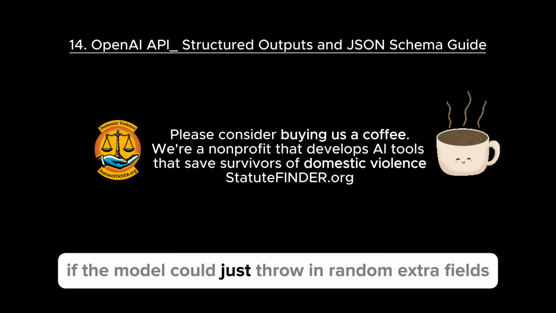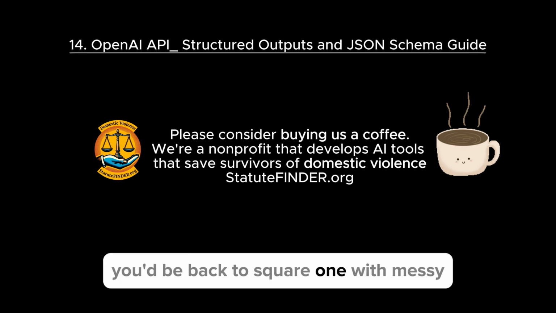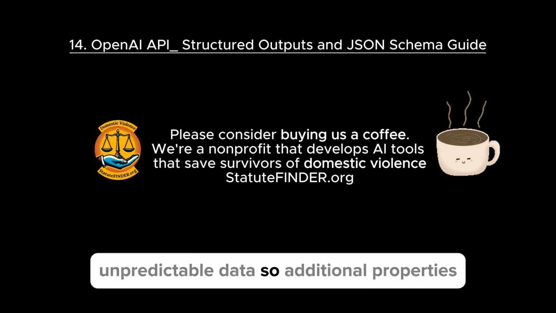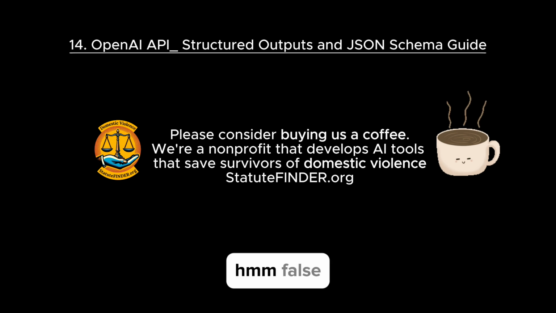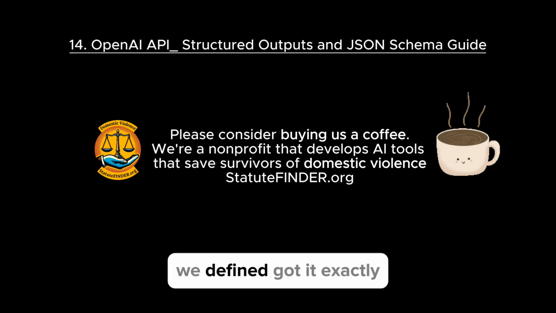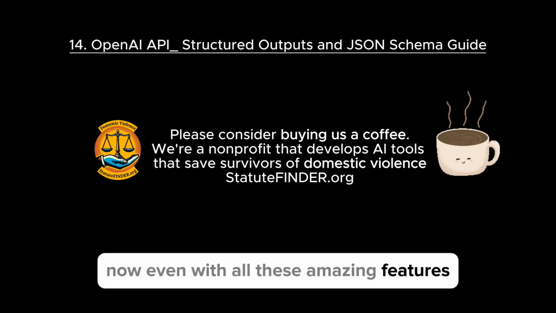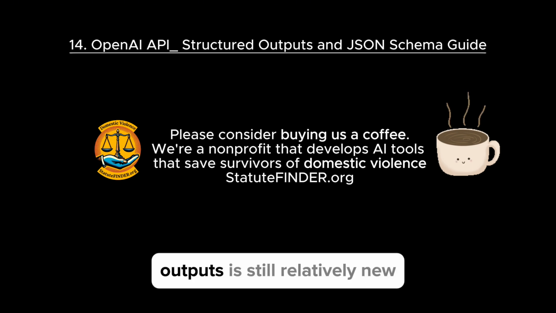Right. If the model could just throw in random extra fields whenever it felt like it, you'd be back to square one with messy, unpredictable data. So additionalProperties: false is like putting up guardrails to make sure the model stays within the boundaries we defined. Got it. Exactly.